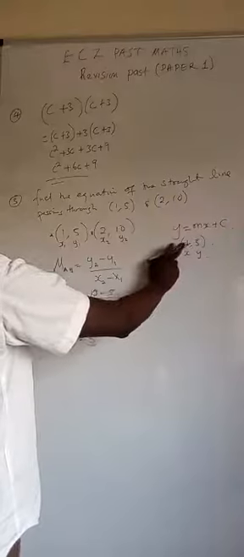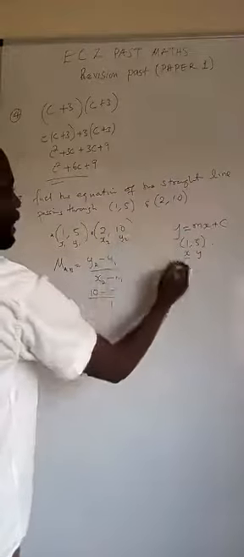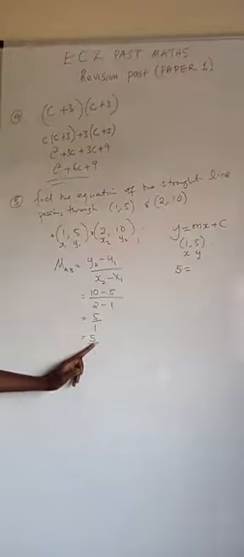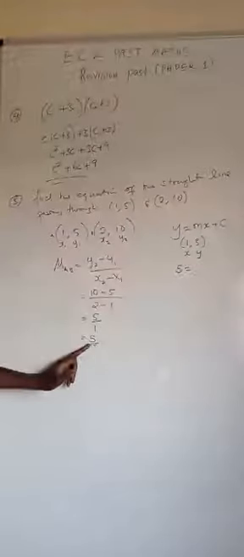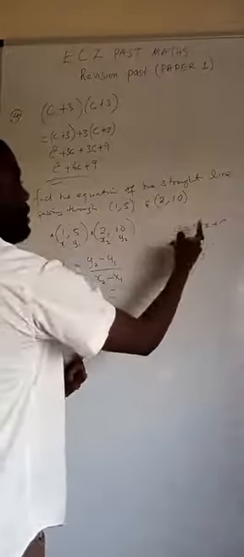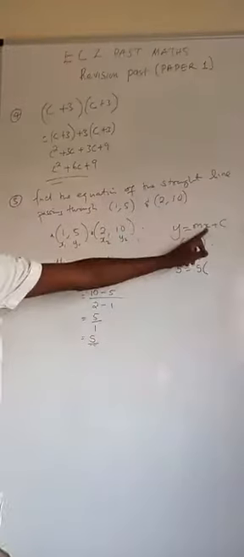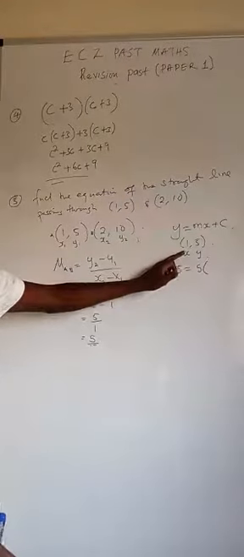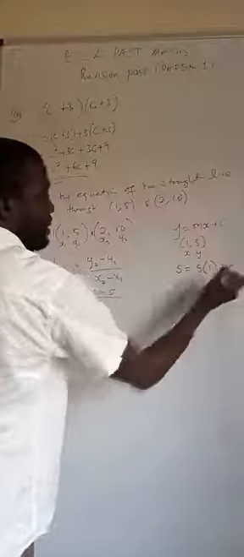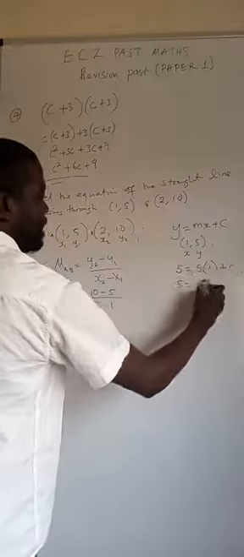Where there is x, I'll put 1. Where there is y, I'll put 5. So I'm going to put 5 is equal to m. My m is 5. So where there is m, which is the gradient, I'll put 5, open bracket, x. This x is coming from this point. My x is 1. So where there is x, I put 1, plus c. I want to find c. So it will be 5 is equal to 5 times 1, which is 5, plus c.